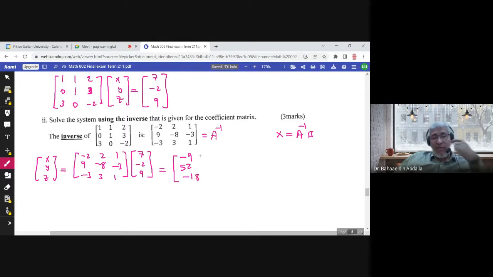And this is what we found in the previous example. So the solution set consists of the ordered triple. X is negative 9, y is 52, and z is negative 18.